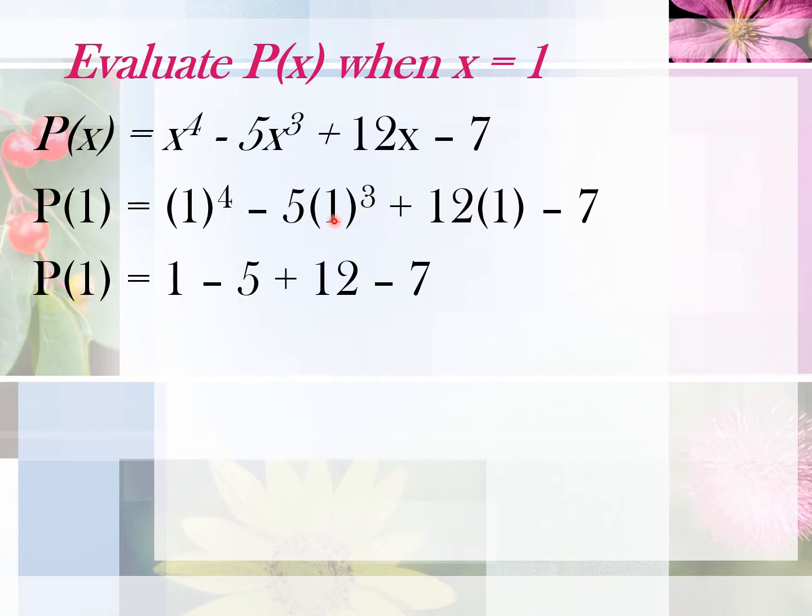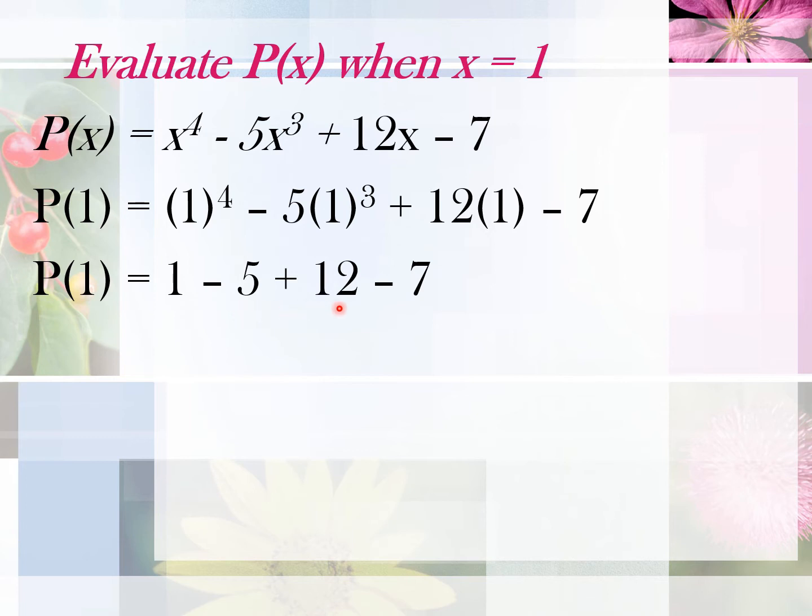Then, 1 raised to 3 that is also 1. So, 1 times negative 5 is negative 5. Then, 12 times 1 is 12. Then, bring down negative 7. Simplify. Since meron tayong subtraction and addition, kailangan mag-start tayo left to right para makuha yung answer. So, 1 minus 5 is negative 4.